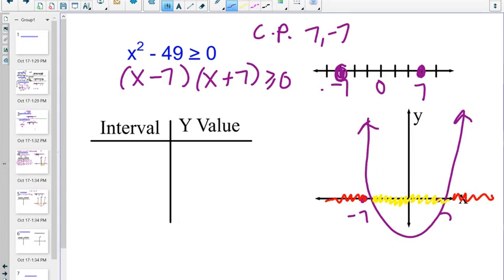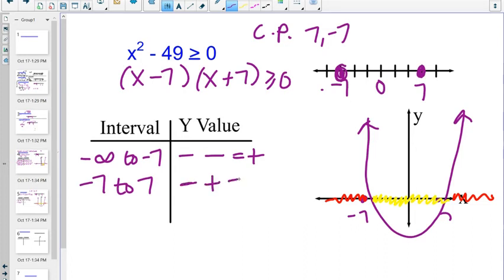Okay, so where I shaded red, the first is anything from -infinity up to -7. And I'm just going to pick a random number. How about -10? Well, -10 minus 7 is a negative number, and -10 plus 7 is also a negative number. When I multiply those, I get positive. And then I'm going to pick a number between my critical points, -7 and 7. I'm going to pick 0. I like 0. 0 makes my life easy because 0 minus 7 is a negative number and 0 plus 7 is positive. So multiplying those, I get negative.